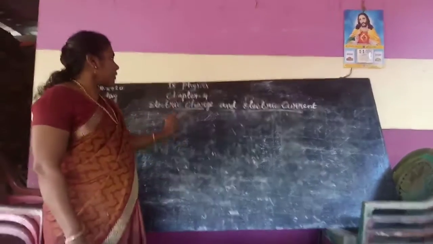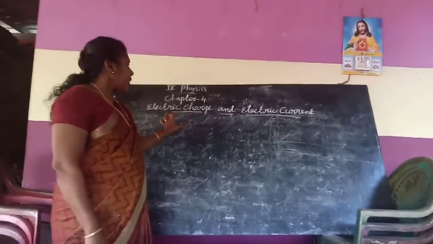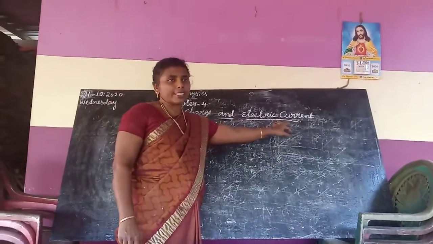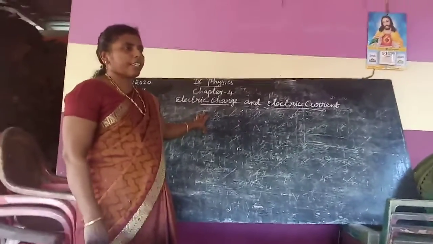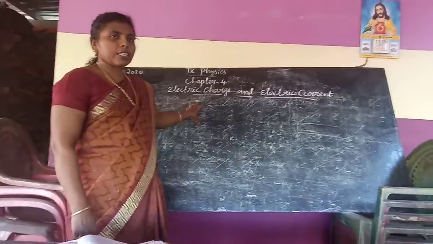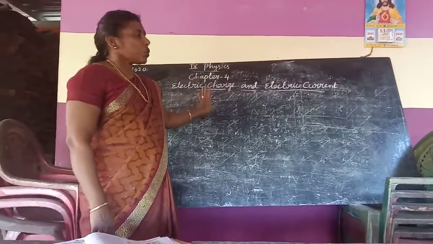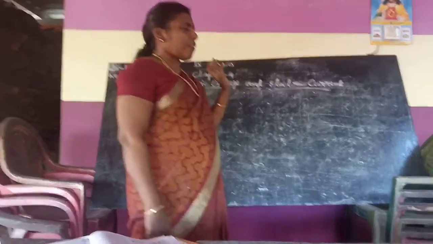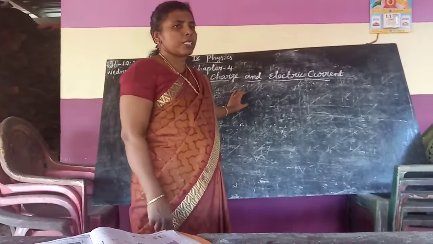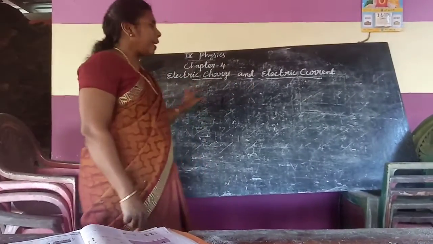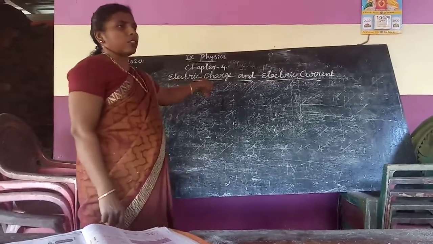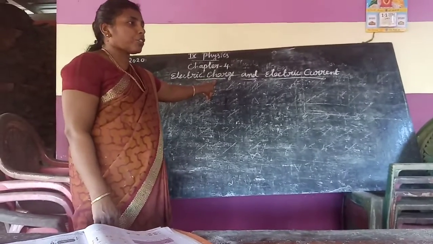Last class we started chapter 4, electric charge and electric current. We learned the formula for electric charge, the letter used to denote it, and the unit. Today, first revise the formulas and units, and after that we can start the lesson. First, electric charge. What is the unit of electric charge?